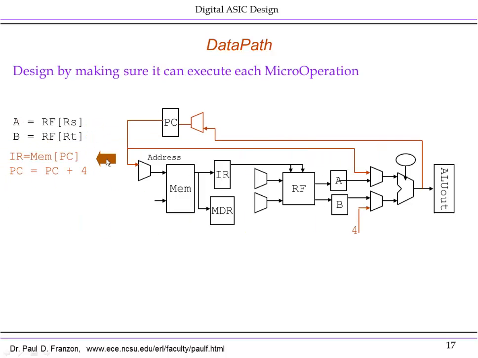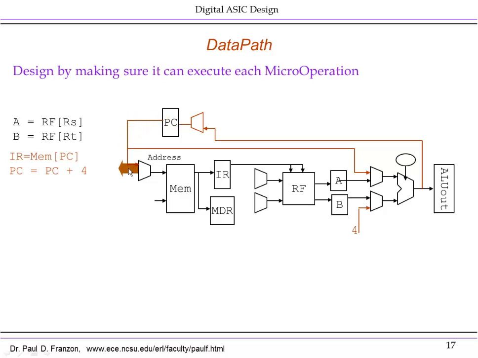Next one is the instruction fetch and the program counter increment. To do that, we need to take PC plus 4 from the output of the ALU, not from ALU out, from the output of the ALU. It goes into a mux here because there are going to be other things that write to the program counter in order to perform jump and branch.